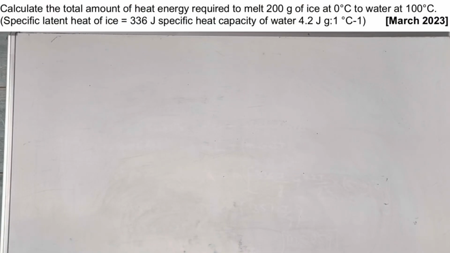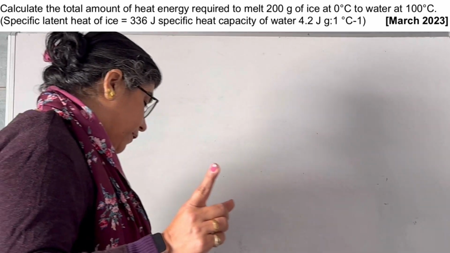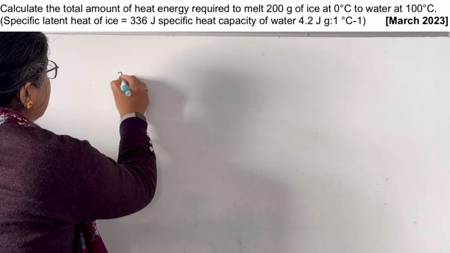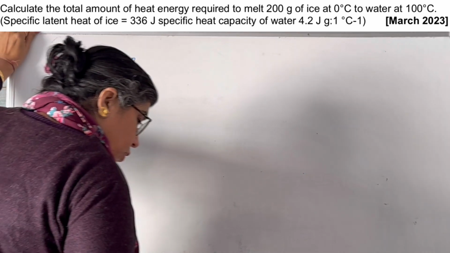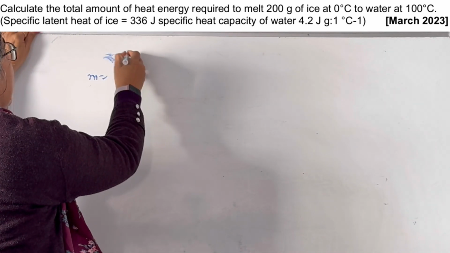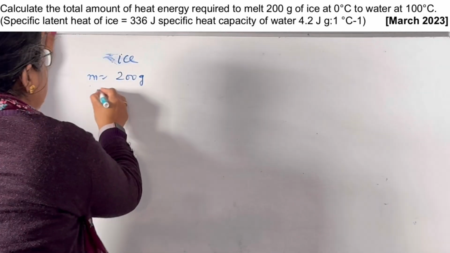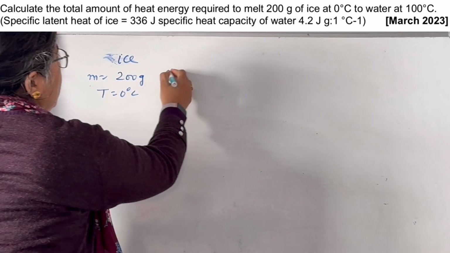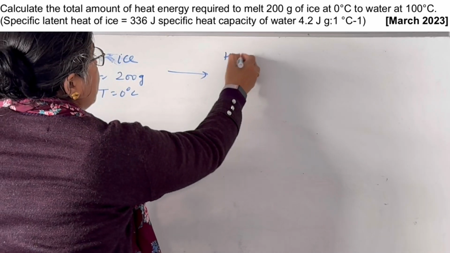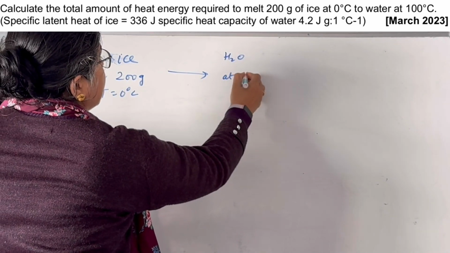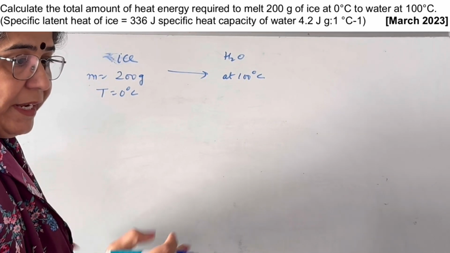Next question is from March 2023. Calculate the total amount of heat energy required to melt 200 grams of ice at 0 degree to become water at 100 degree. So if you want it to become water at 100 degree, how much heat is required?